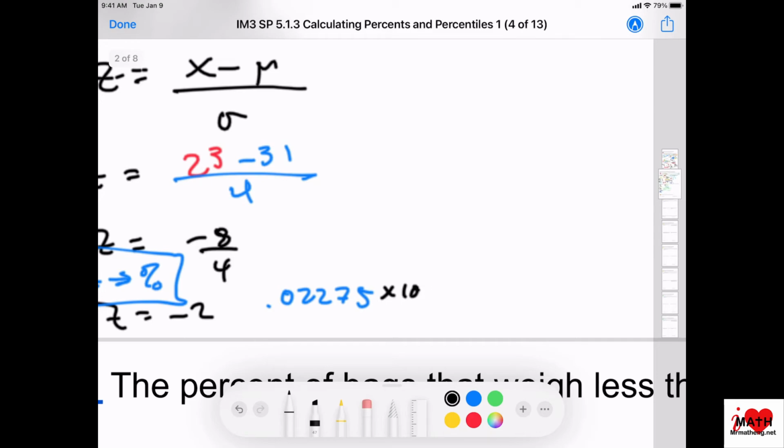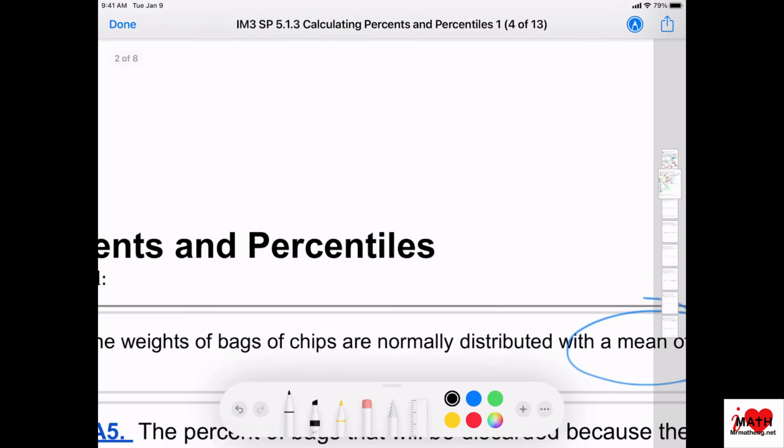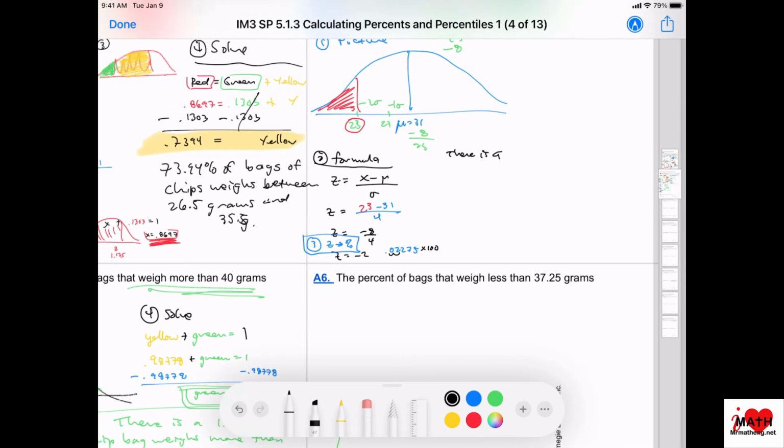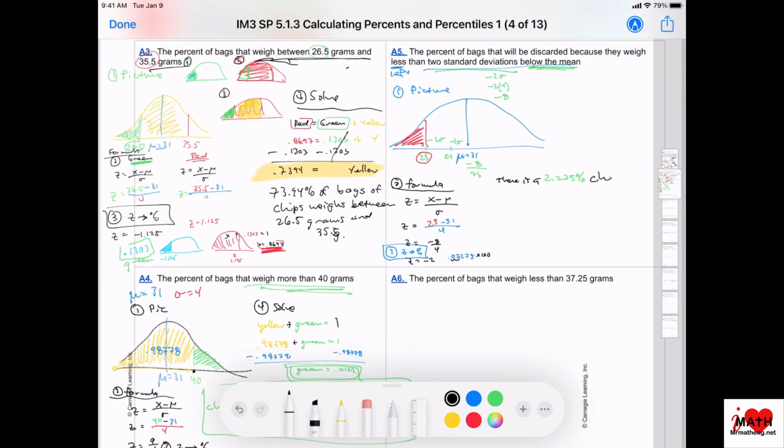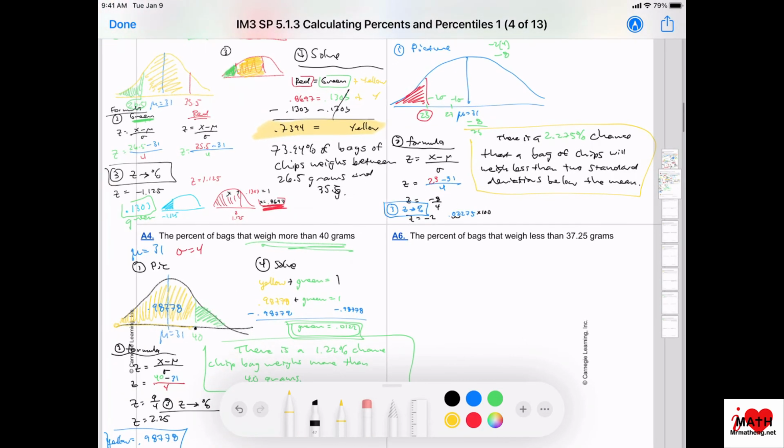Remember, if you multiply this number by 100, you get a percent. So there is a 2.275% chance that a bag of chips will, now I'm just using the sentence above, right, weigh less than 2 standard deviations below the mean. And this is our answer. Let's go to A6.